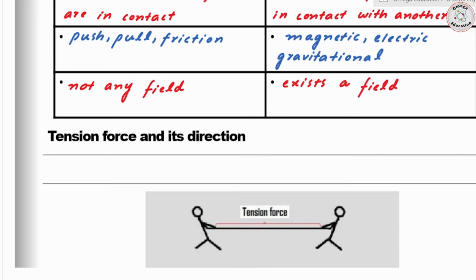Then there's the force that is the tension. The tension force exists whenever an object is being pulled, generally with the help of a string or with the help of a rope. So it exists in cables, ropes, and strings.